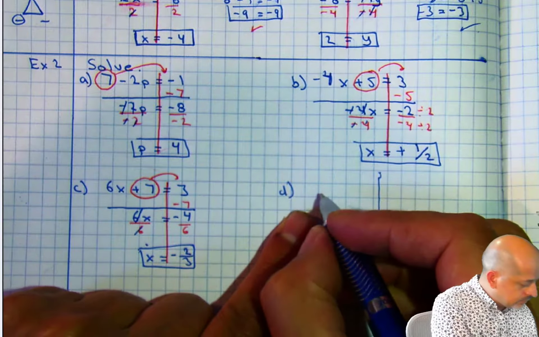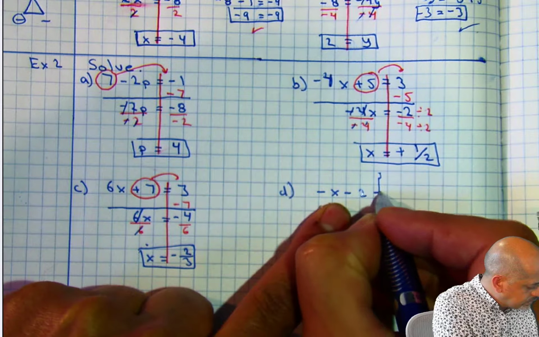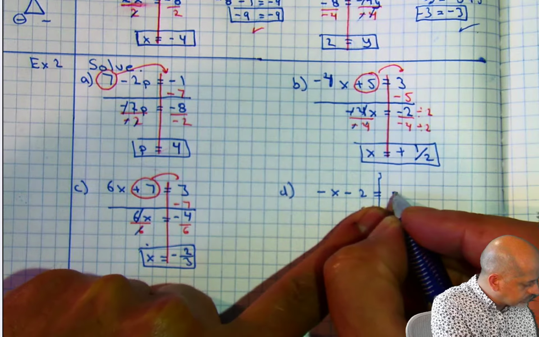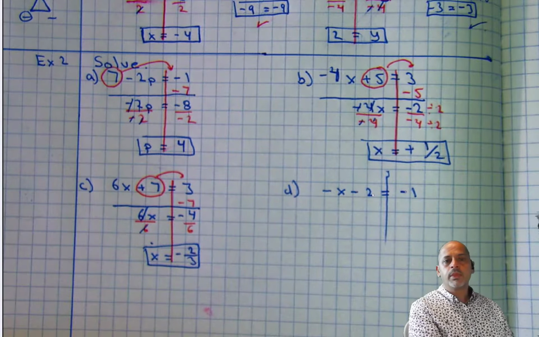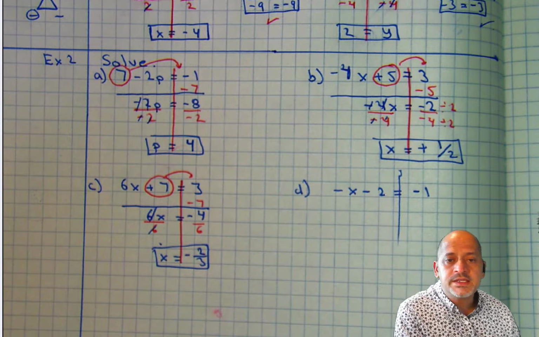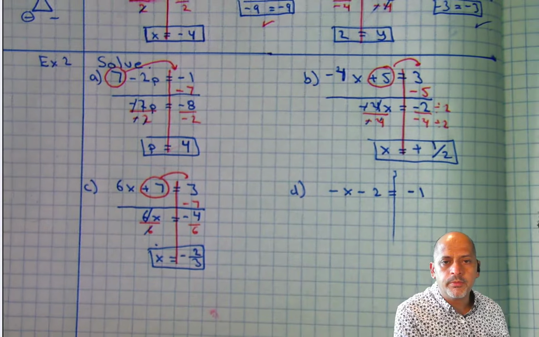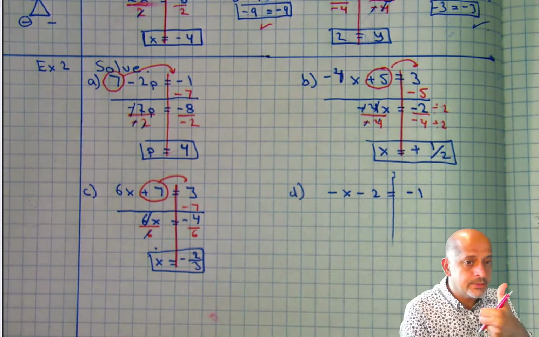We have negative x minus 2 is equal to negative, let's just make it negative 1. Go and solve it and see what you get. Go and pause it and see if you can figure out how to solve that type of problem. Go and pause it. You got it?